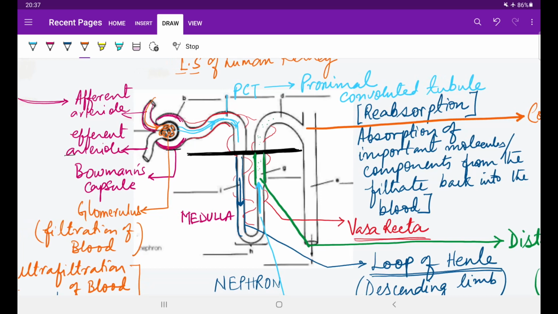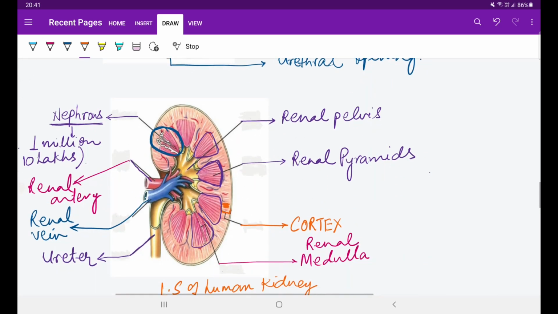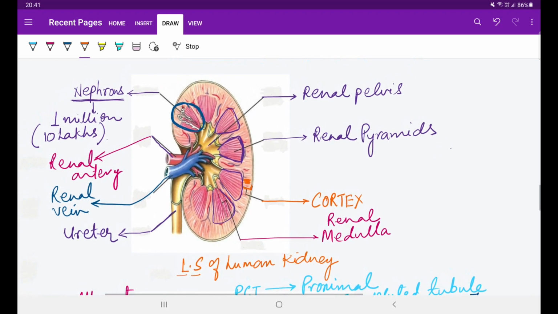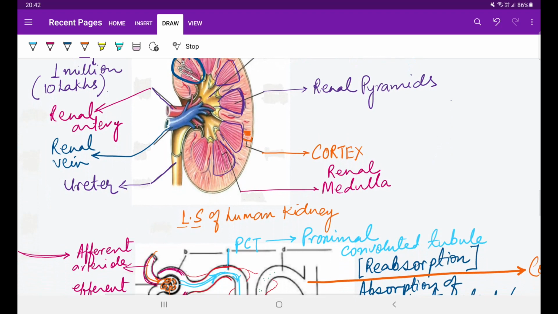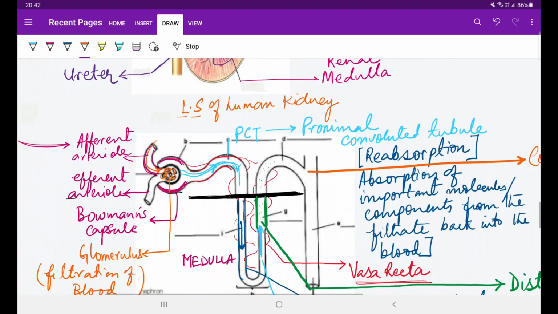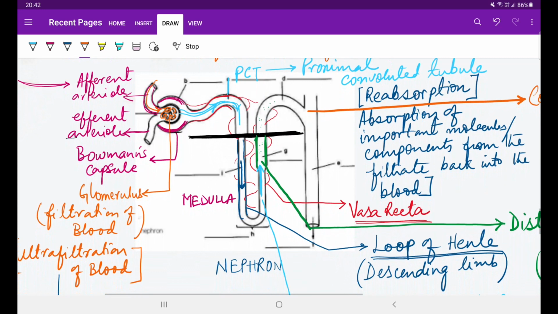So, students, in this video we have discussed the excretory system in human beings. Then we have seen how kidneys look under the longitudinal section. Finally, we have discussed in detail the structure of the nephron and the mechanism of urine formation in nephrons in human beings.